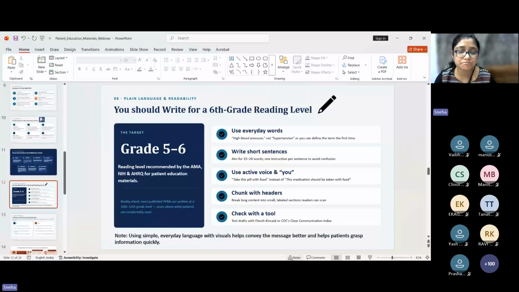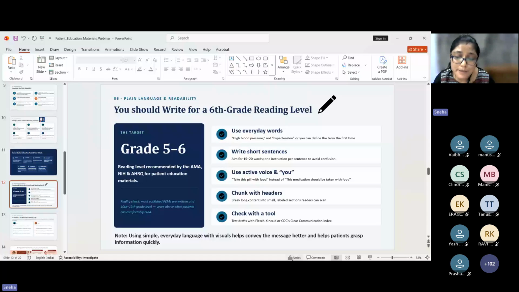So, plain language and readability. You should write for a 6th grade reading level. If you're writing patient education material, the article should be written in such a way that even a 5th or 6th grade student is able to understand your write-up. The reading level recommended by the AMA, NIH and AHRQ for patient education material is 5th to 6th grade.